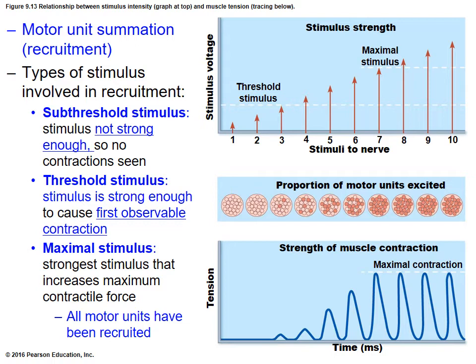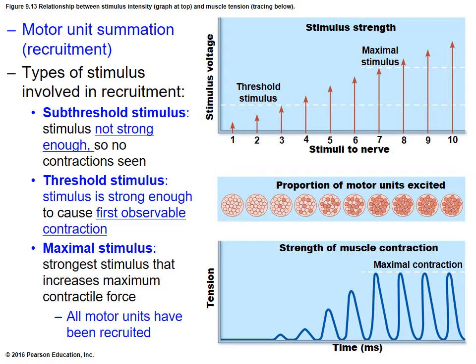And what we see happening here is that as we start to manipulate the stimulus voltage, we're going to have some that fall at sub-threshold stimulus, meaning that the voltage is too low to recruit any motor units, which means that you won't have any contraction at all. Some will have a threshold stimulus, meaning that this is the minimum amount of voltage that's required to get the first noticeable contraction.